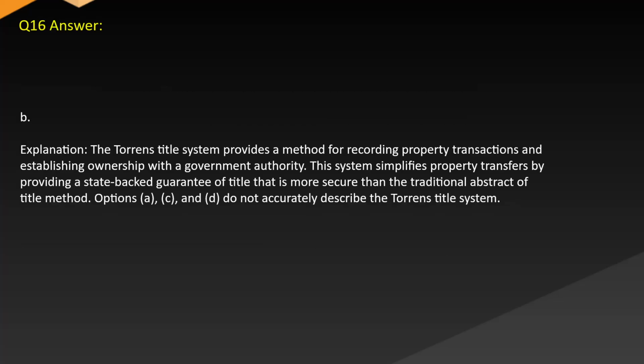Answer B. Explanation. The Torrens title system provides a method for recording property transactions and establishing ownership with a government authority. This system simplifies property transfers by providing a state-backed guarantee of title that is more secure than the traditional abstract of title method. Options A, C, and D do not accurately describe the Torrens title system.